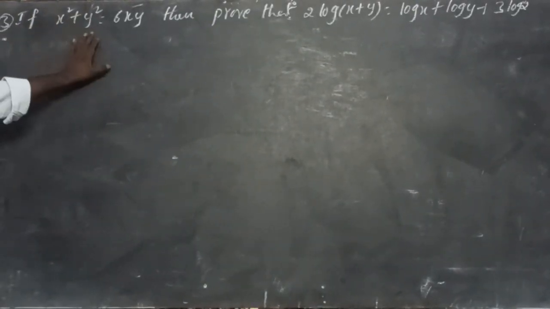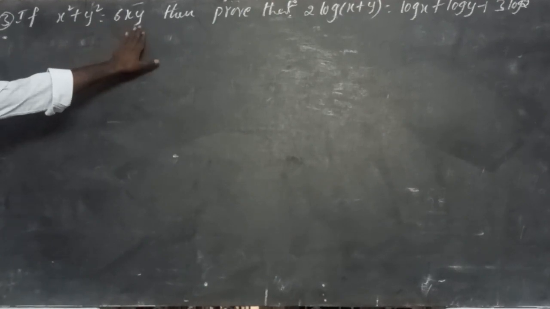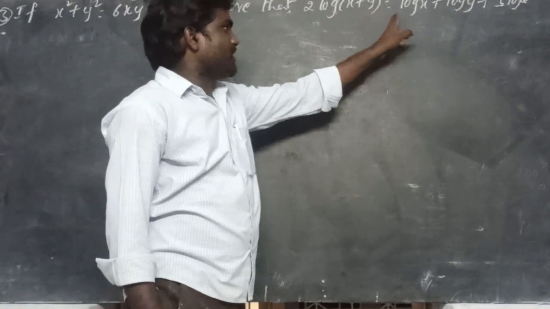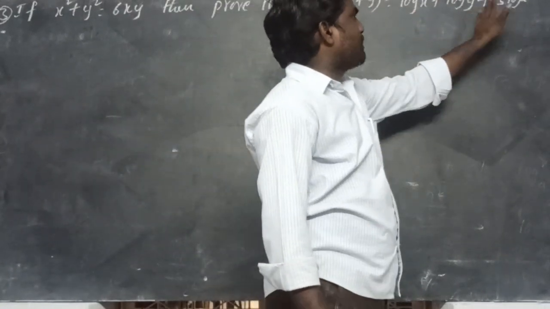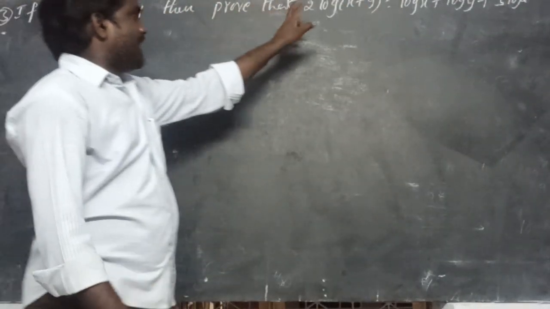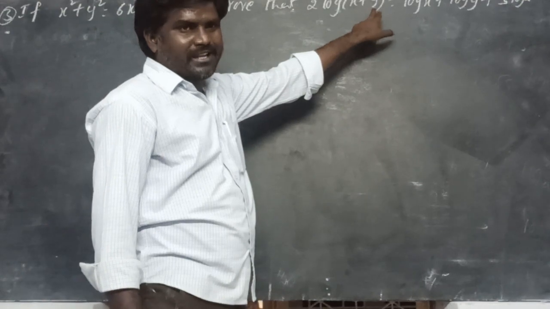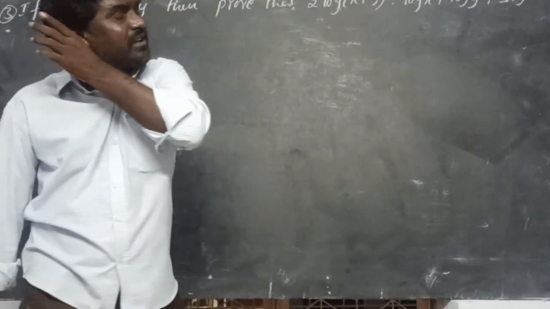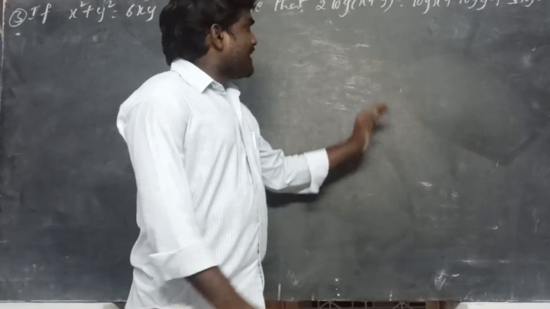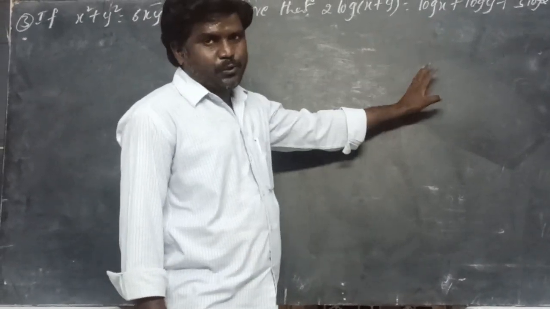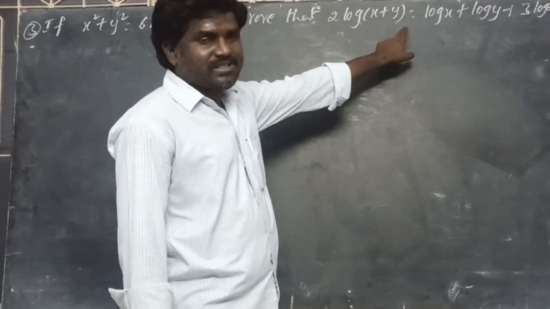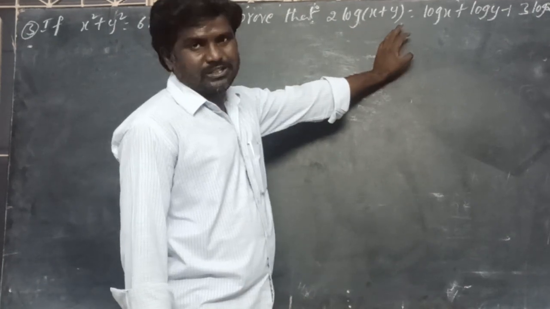If x square plus y square is equal 6xy, then prove that 2 log of x plus y is equal log x plus log y plus 3 log 2. Okay, so they are asking that prove that 2 log of x plus y. Okay, how we can write 2 log of x plus y? How we can prove? By using the formula n log x base a is equal log x power n base a. So this one how we can write 2 log of x plus y. How we can write log x plus y whole square.